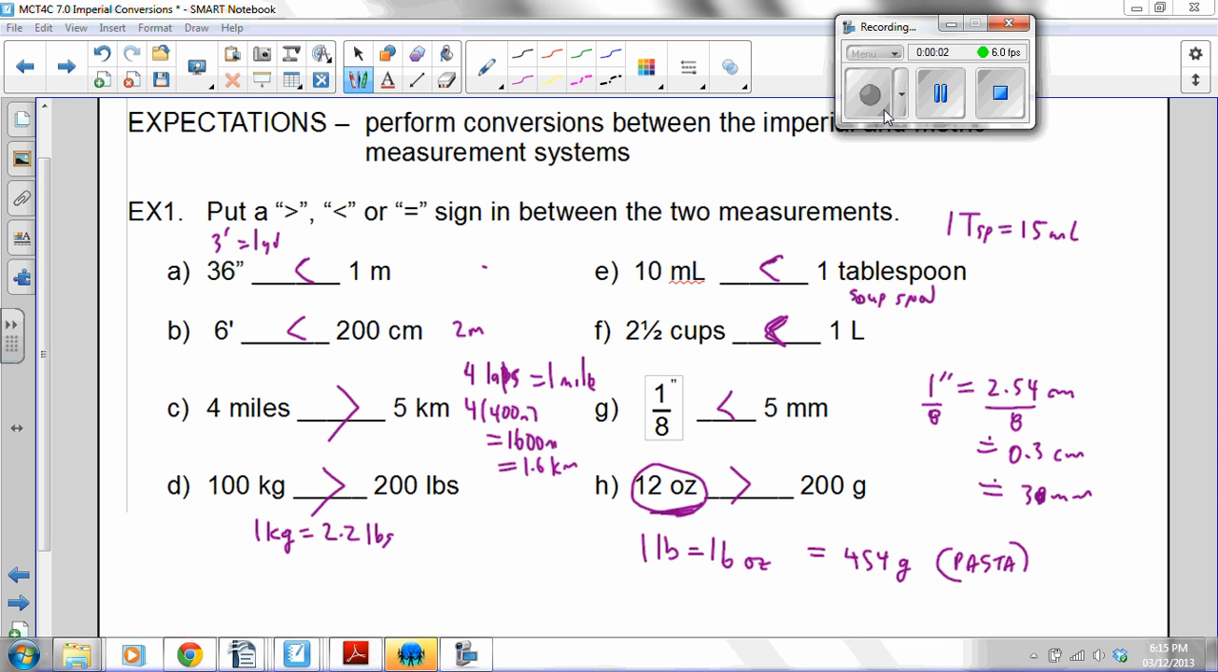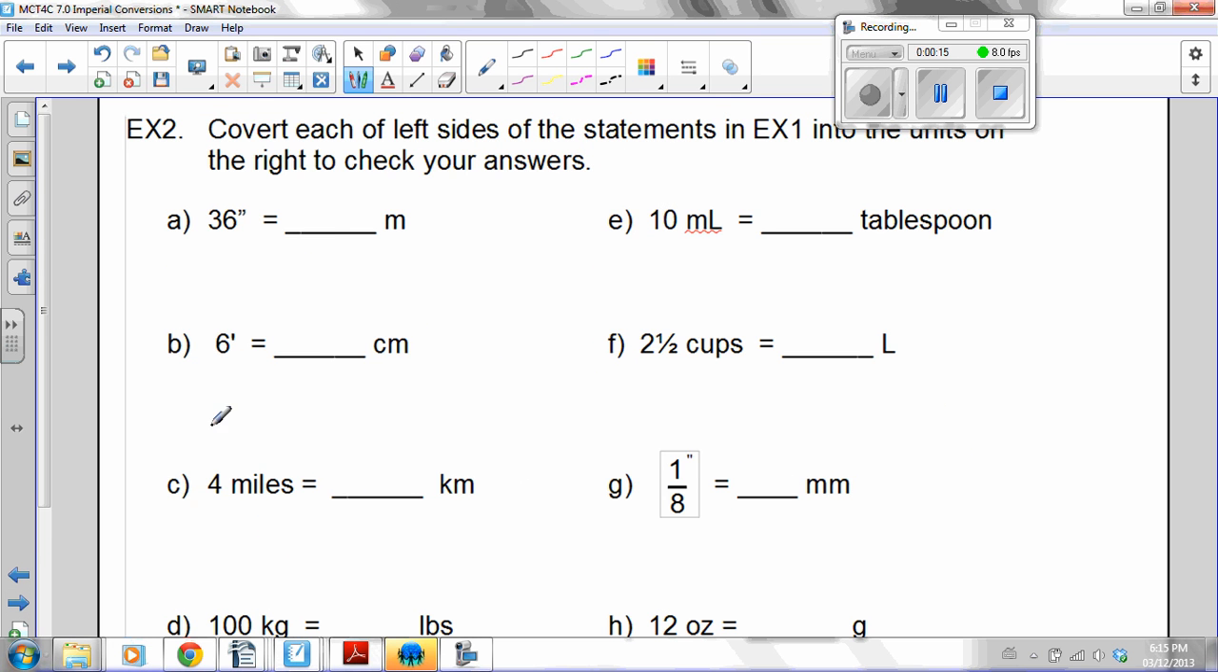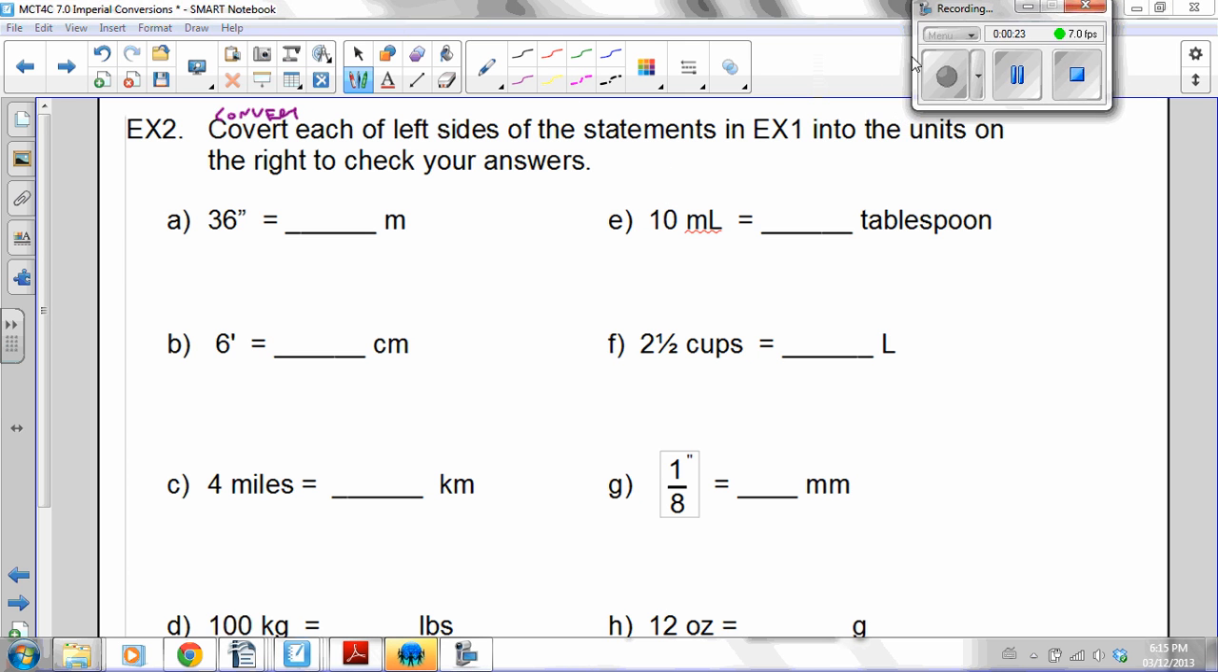All right, we're back with part two. Example two is we're going to actually get into these conversions, so let's get right into it. Convert each of the left sides in example one into the units on the right side to check your answers from example one.